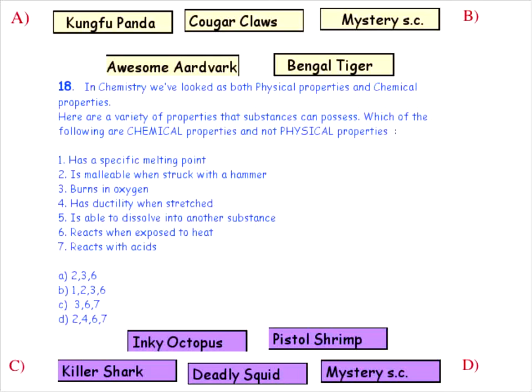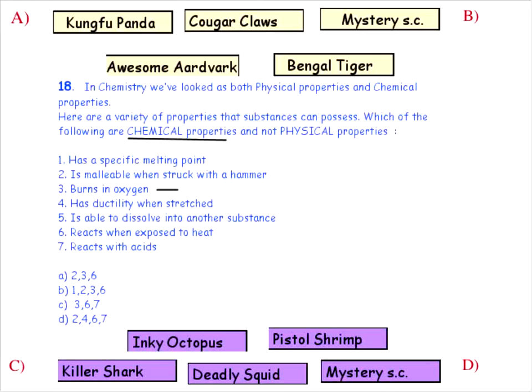Okay, so let's look at this question here. It says, in chemistry we looked at physical and chemical properties. Here are a variety of properties. Which of the following are chemical properties? They're not physical properties. Okay. Let's look at them one at a time. Let's check off the ones that are. Has a specific melting point. That's not chemical, that's physical. Nailable or struck with a hammer, that was one of the ones that was listed on that physical list. Burns in oxygen. Yeah, whenever something relates to another substance, reacts to another substance, that's a chemical property.